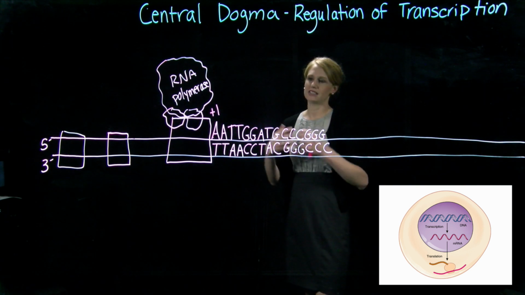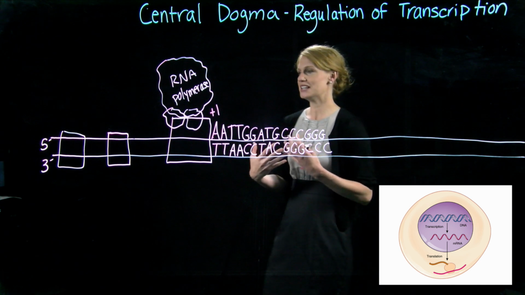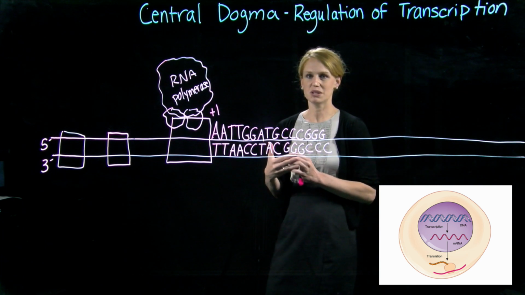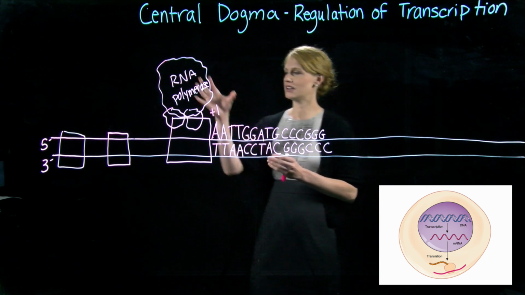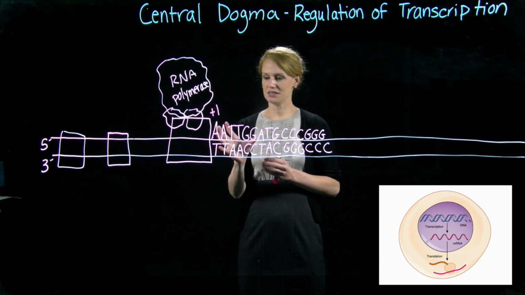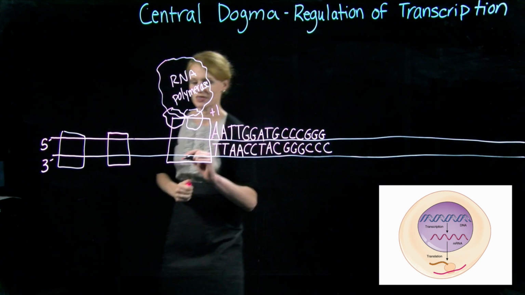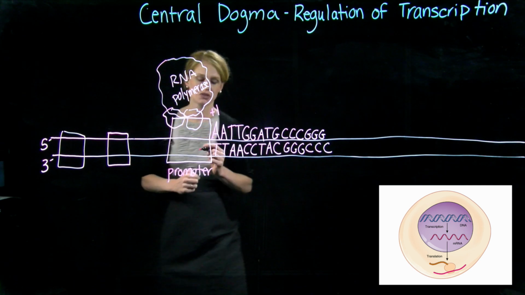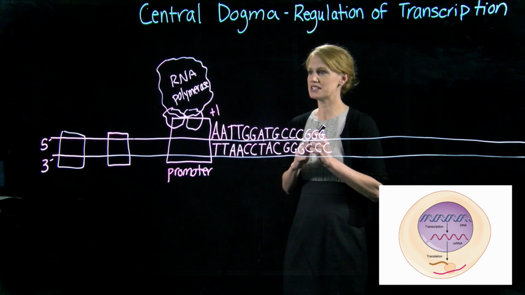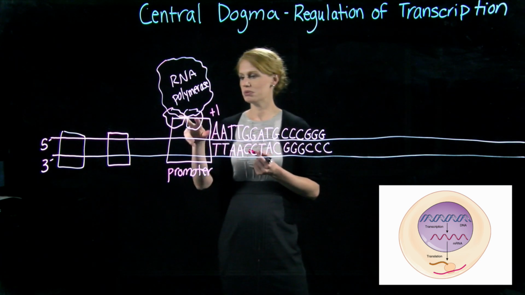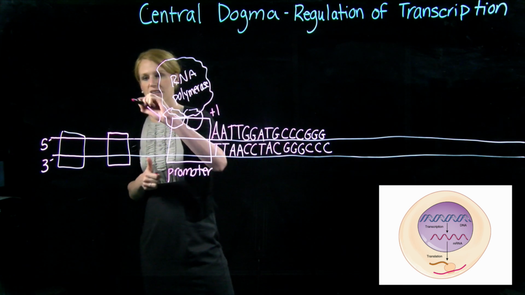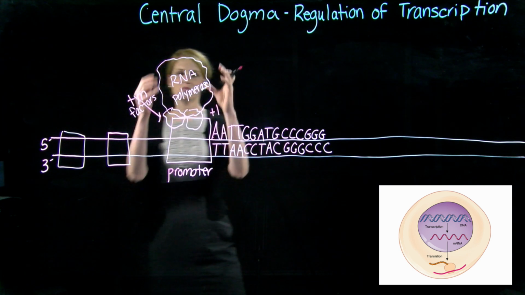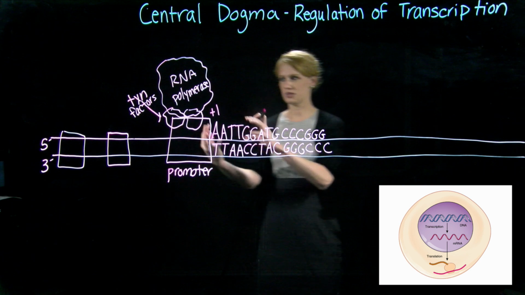So the first thing that we need in order to transcribe a gene is the enzyme, the protein that actually does the transcribing. And that enzyme is called RNA polymerase. In eukaryotic cells, RNA polymerase is brought to a gene at a sequence called the promoter. So the promoter is a DNA sequence that's specifically recognized by proteins called transcription factors that bring RNA polymerase to the start of a gene.